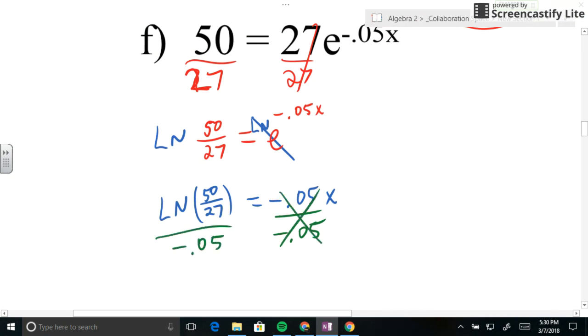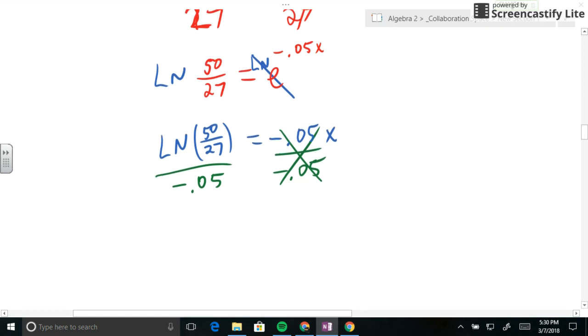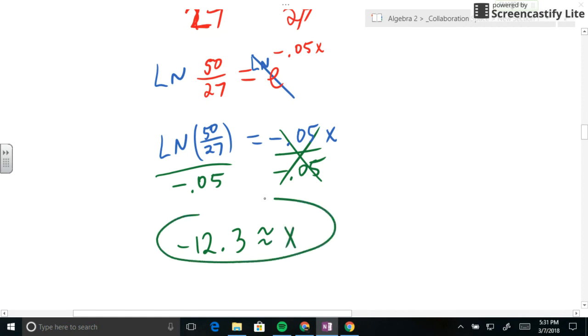And when we divide by negative 0.05, that cancels out. And you get the natural log of 50 divided by 27, and then that divided by negative 0.05. The problem is you don't want to leave it with decimals and fractions within fractions, so you're going to take that and type it in your calculator. So you would type the natural log of 50 divided by 27, which should give you somewhere around 0.6. And then you divide that answer by negative 0.05, and you should get negative 12.3 approximately, to the nearest tenth, equals x. And that one I would definitely round because we don't want these fractions and decimals in a fraction.